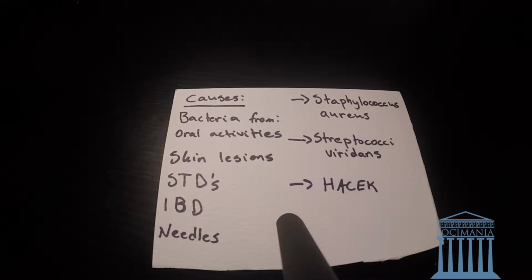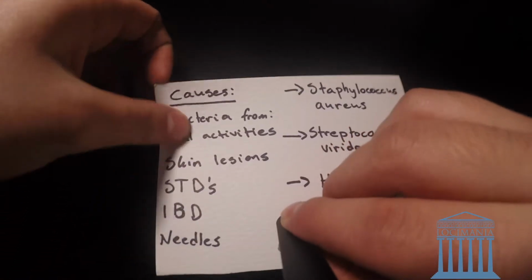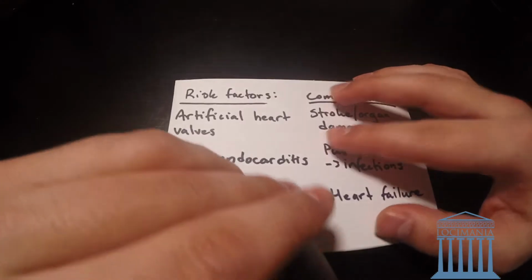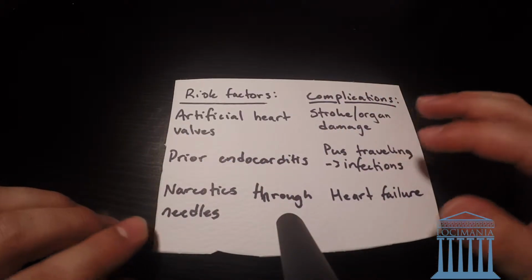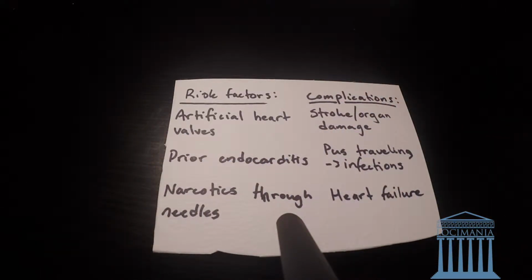Looking at the risk factors and complications of endocarditis, first off we have artificial heart valves. It is a risk factor because endocarditis affects the inner lining of the heart and most commonly the valves. So artificial heart valves is a risk factor for endocarditis. Also prior endocarditis, and as we mentioned before, the needles.